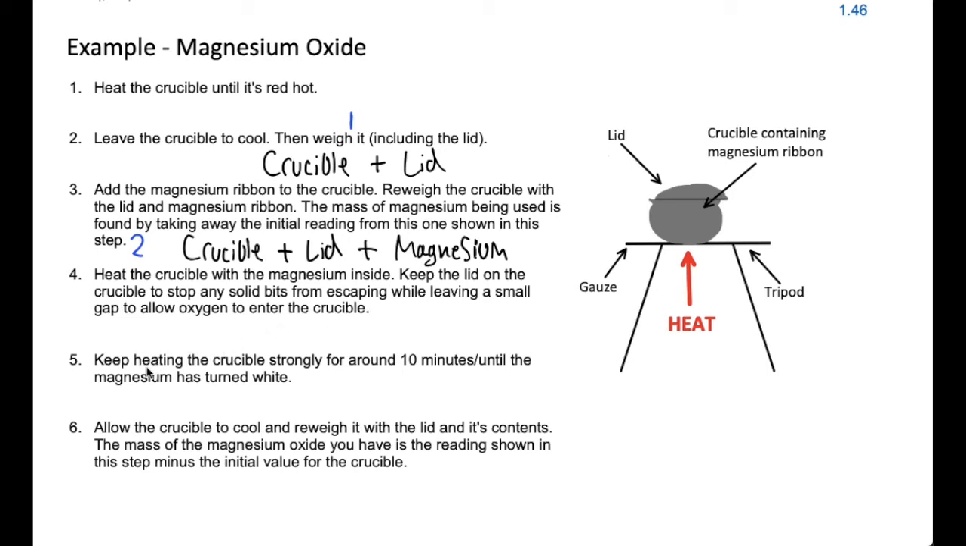Step 5, we heat the crucible with the magnesium inside for 10 more minutes, or until the solid has turned white. When the solid turns white, we then assume that all the magnesium has reacted, and we have nothing but magnesium oxide in the crucible.